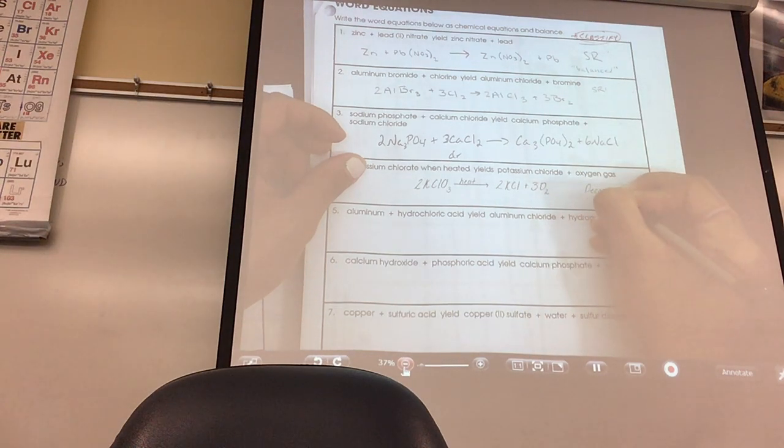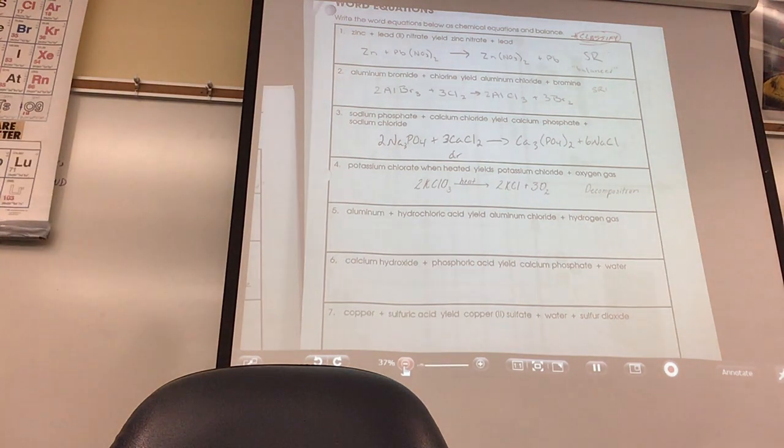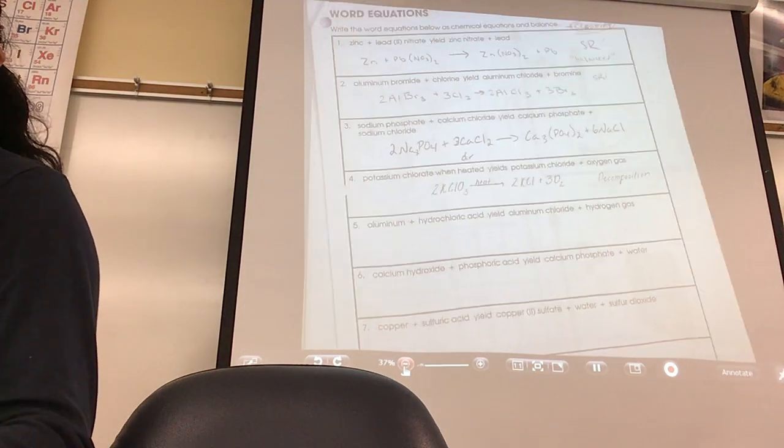Ooh, odd, even mismatch. What do you think about that? Do you remember that oxygen was diatomic? It's called the odd, even mismatch. I see the 3 and the 2. That's looking good. Next.